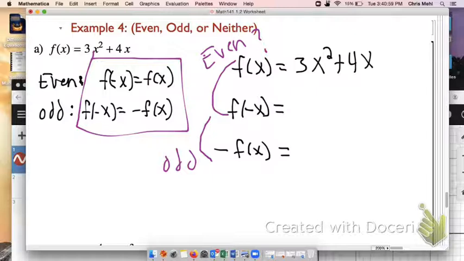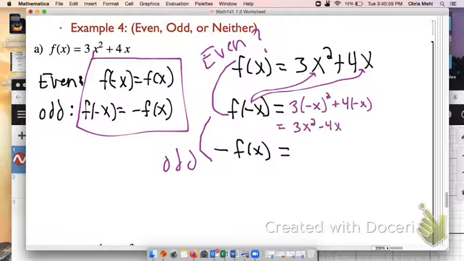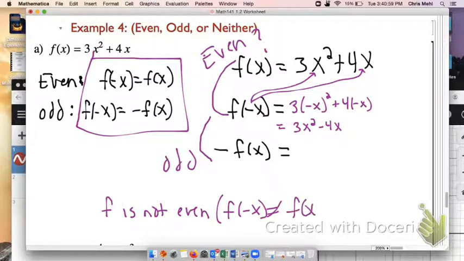Now f of minus x is going to be obtained by replacing all the x's in the expression with minus x. Right, this is going to get plugged in for both of these x's. Now you can simplify. You're going to get 3x squared minus 4x. And how does that compare with f of x? Those are 2 different functions. That means f is not an even function. Okay, so I'll write that on the bottom. f is not even. Why? f of minus x does not equal f of x.